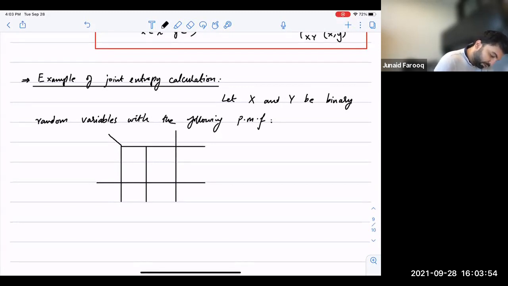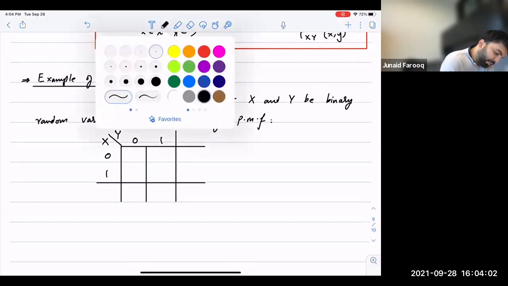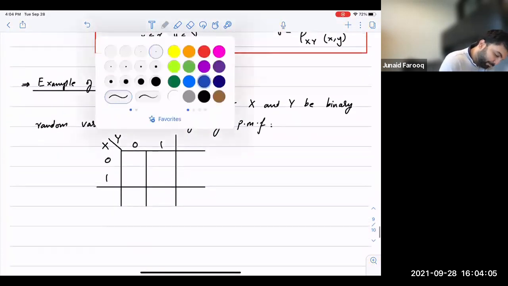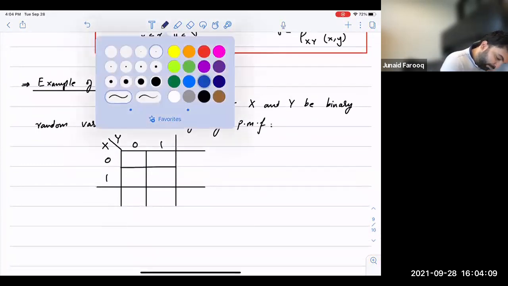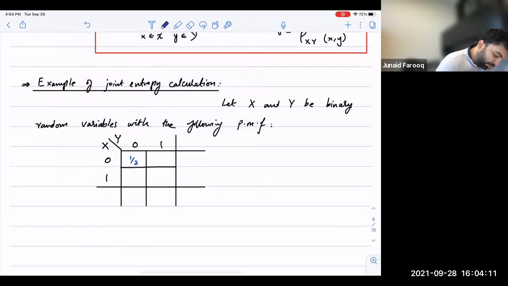Okay, so let's say this is X, this is Y. X can take the value 0 and 1. Y can take again the value 0 and 1. And their joint probabilities are 1/2 here, 1/6, 1/6, and then 1/6.